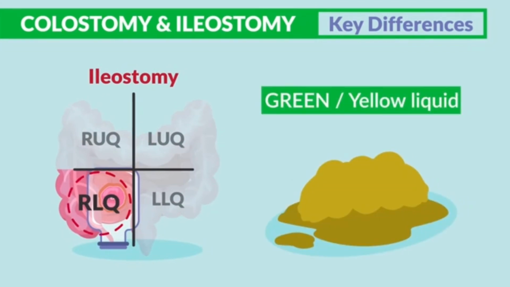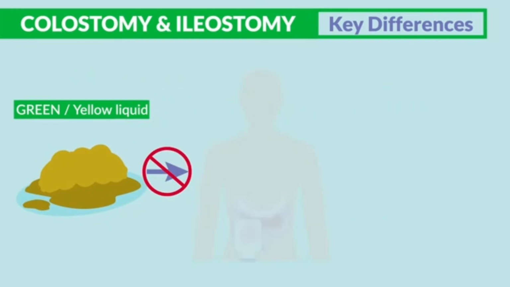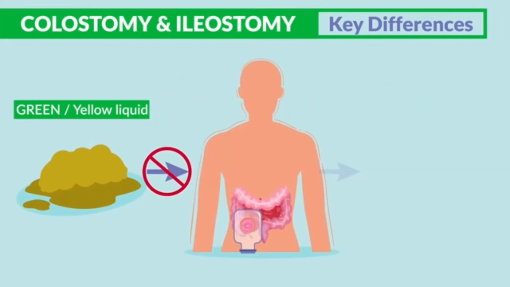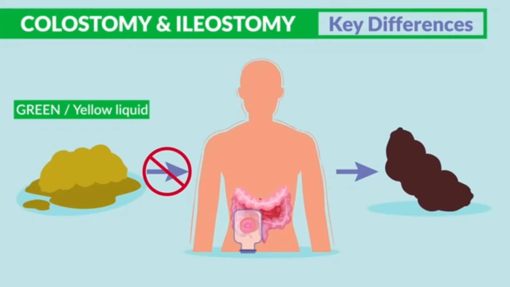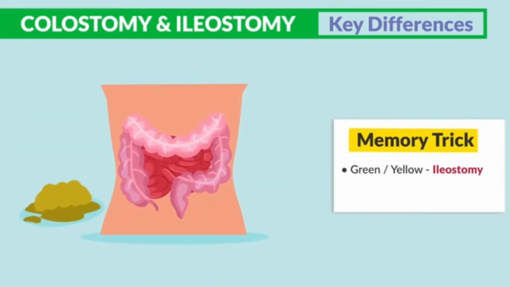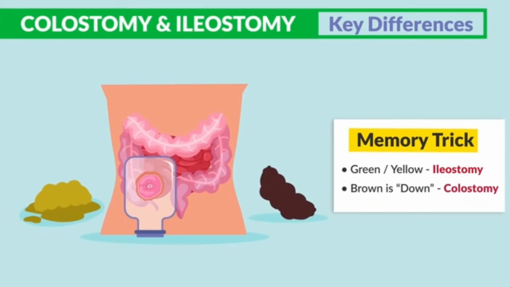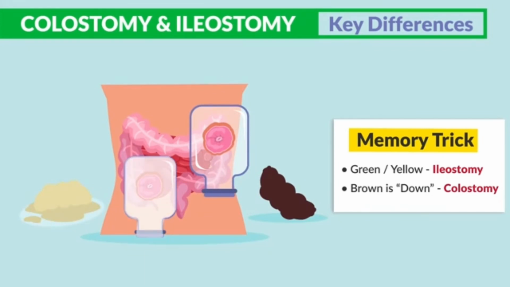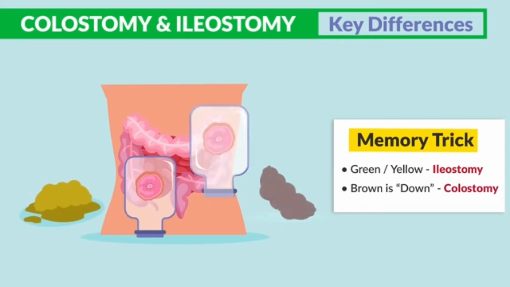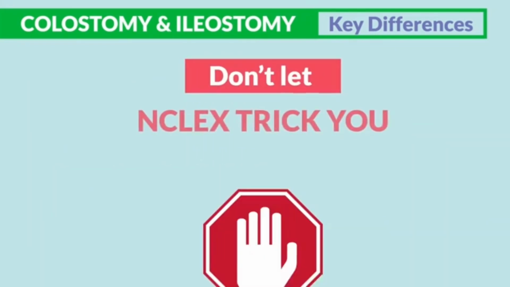And the key sign is green-yellow liquid. Since these gastric juices haven't gone around through the colon yet, it's not brown or firm. So the memory trick we use is green and yellow is for ileostomy, and brown is down for colostomy. So just think green means go for ileostomy. Since, like on a signal light, green and yellow is go, we have liquidy fluids here. And brown is down, very firm because it's down farther in the digestive tract for colostomy.